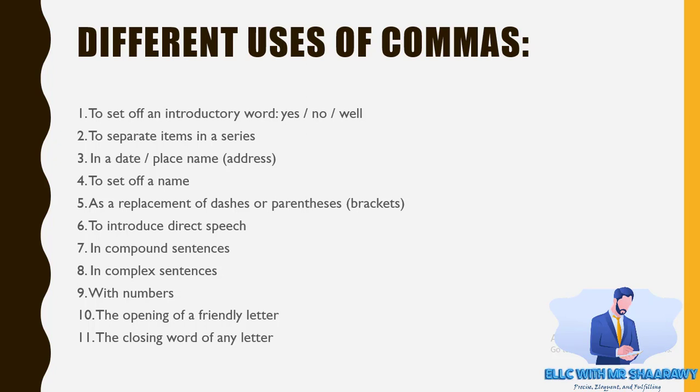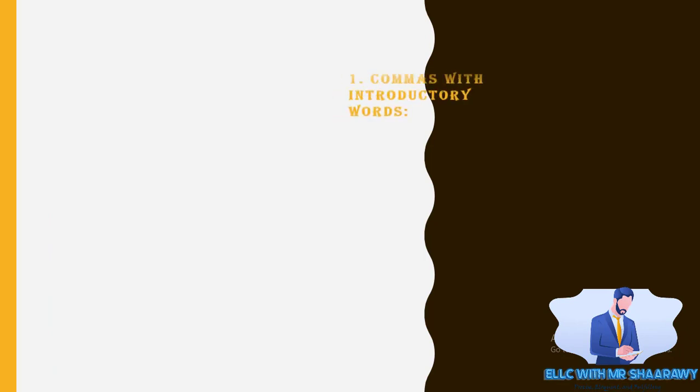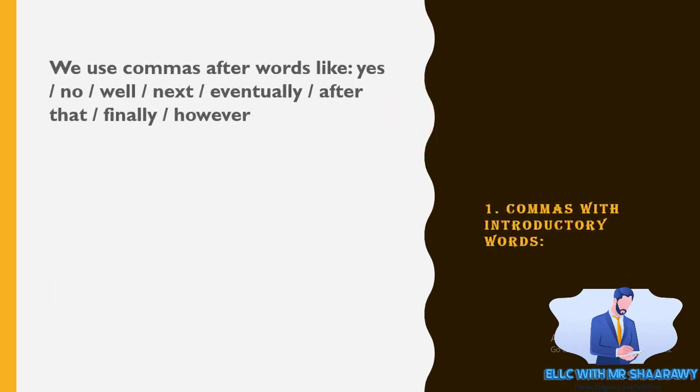So as you can see here, there are 11 different uses of commas. We will get to know each one individually. The first one is using a comma with introductory words. We use commas after words like yes, no, well, next, eventually, after that, finally, however.